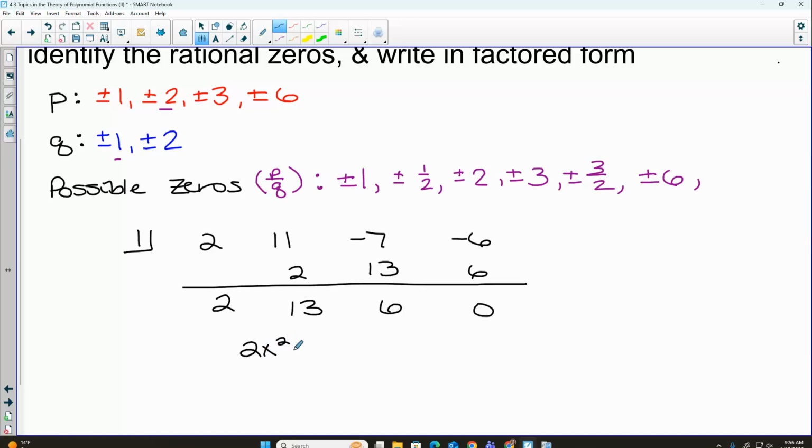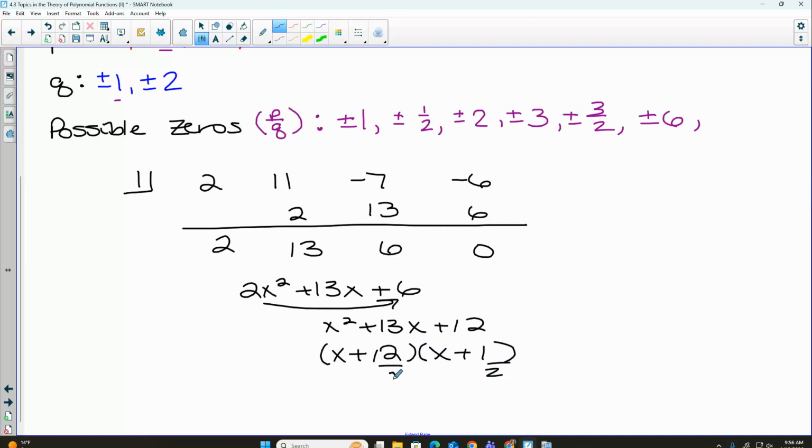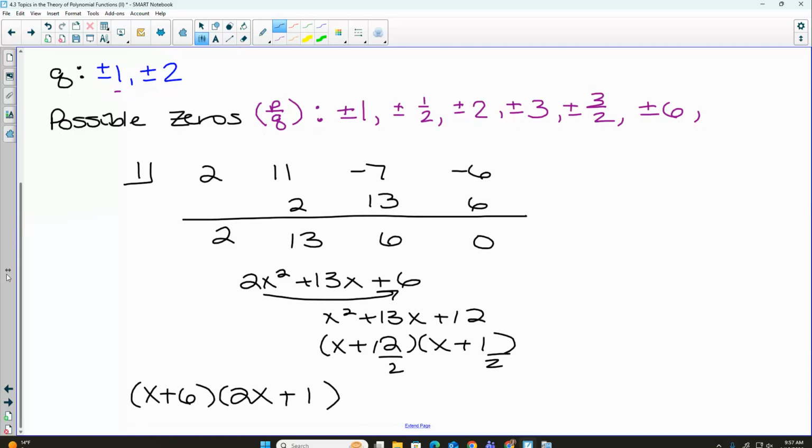So I have 2x squared plus 13x plus 6. What would you do now? Slide. Okay, multiply to 12, add to 13. It'll be 12 and 1. Divide our 2 back. So we get x plus 6, 2x plus 1.